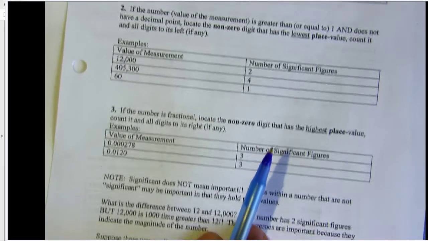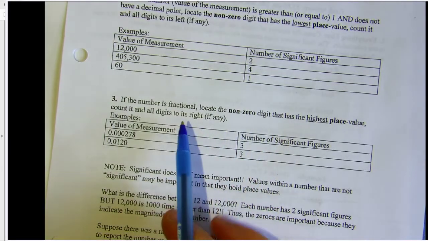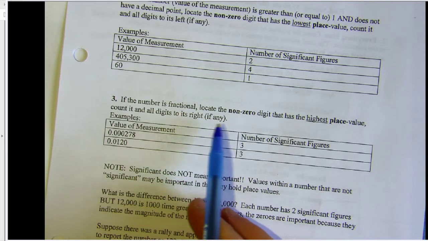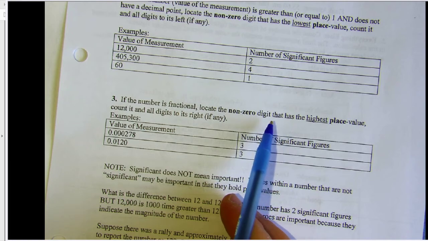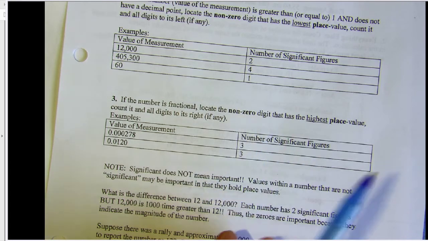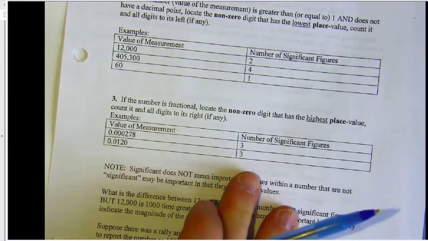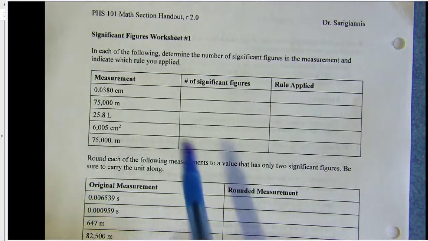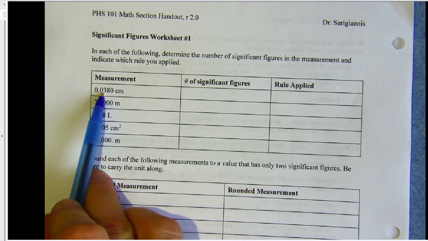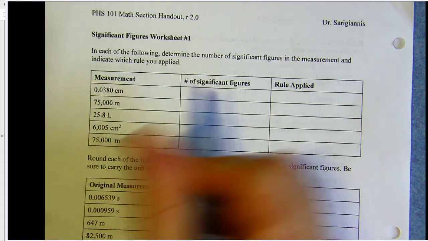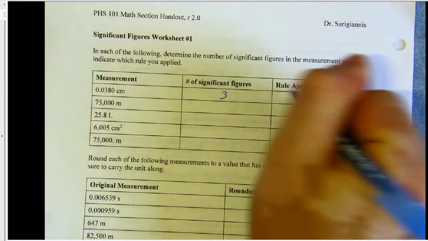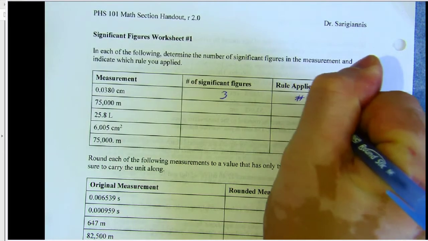So the first thing we notice is rule number 3 deals with fractional values. We find the first non-zero digit, the one with the highest place value, and count it and the digits to the right. So our first non-zero value, we got 380. So we got 1, 2, 3. This is 3 significant figures, and we apply rule number 3.